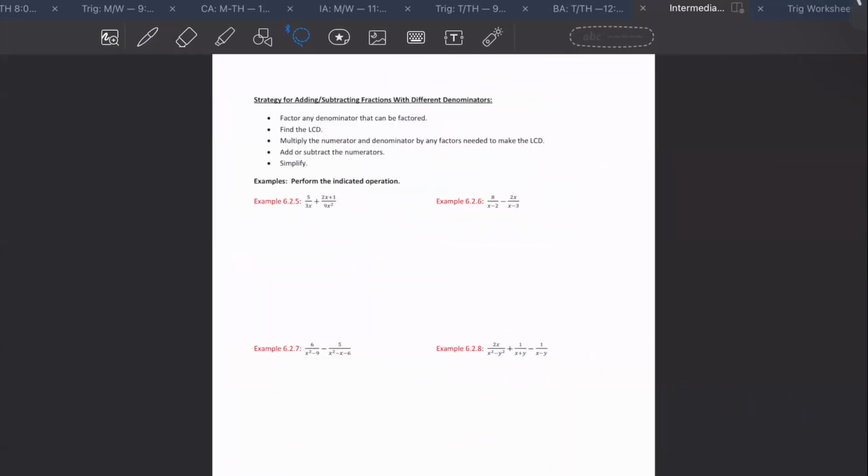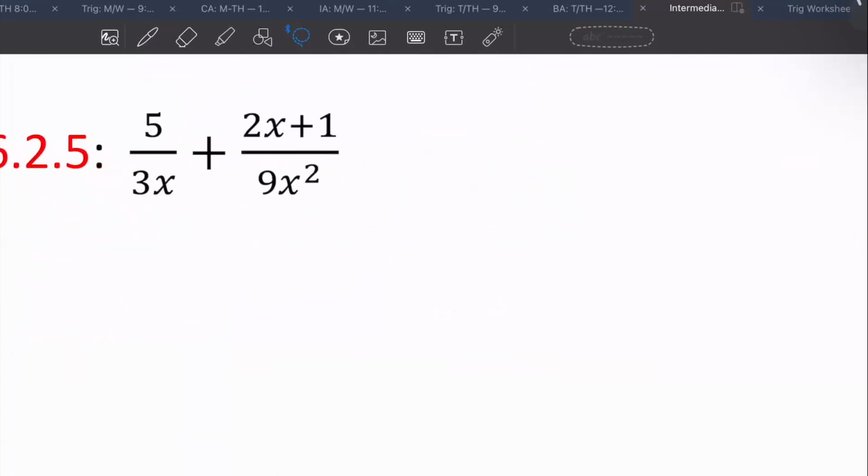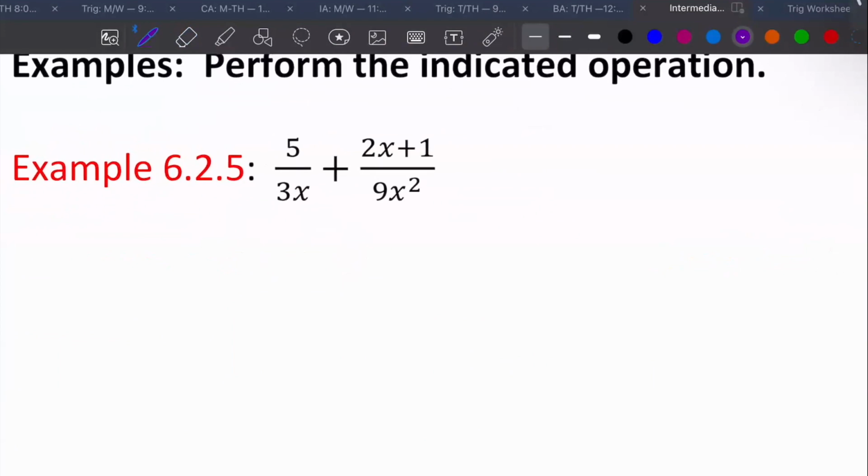All right. So once we find the least common denominator, you're going to multiply the numerator and denominator by any factors needed to make the least common denominator, add or subtract the numerators, and simplify. Okay, so that looks very, very complicated. It is not. Okay, I'm going to show you what I mean. Right, so here we're adding. So let's look at some examples of these.